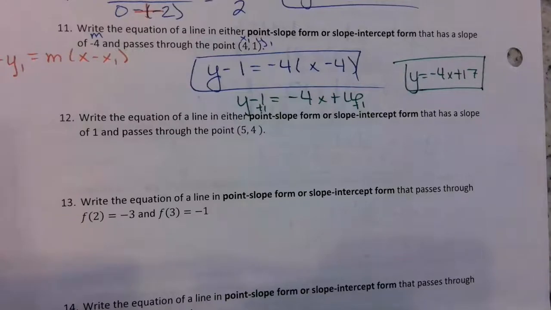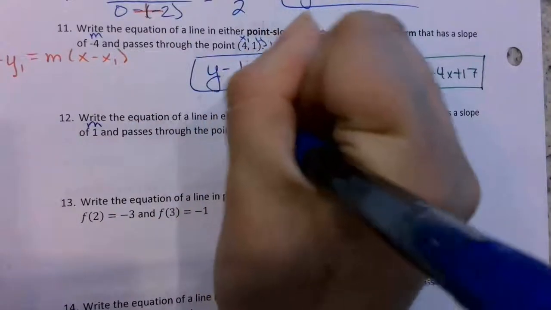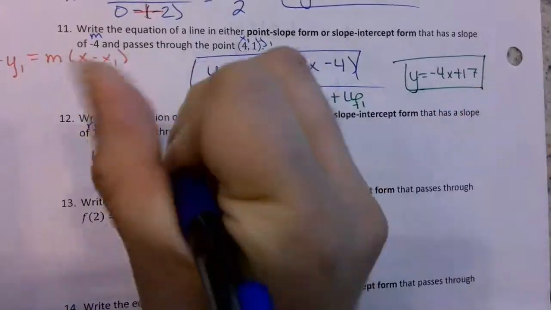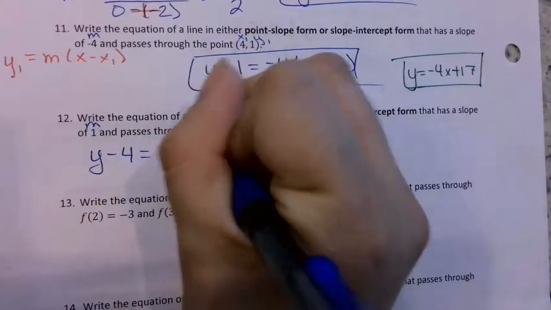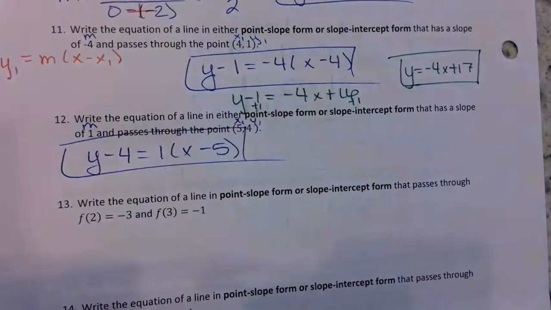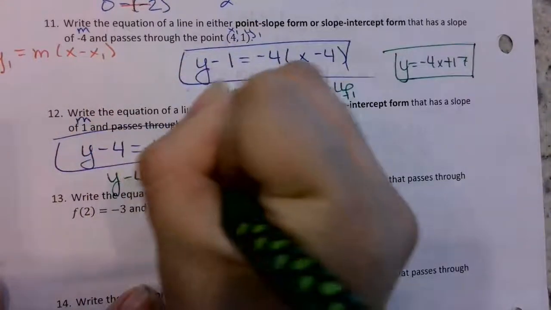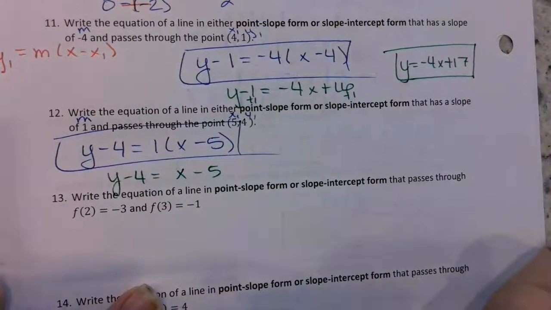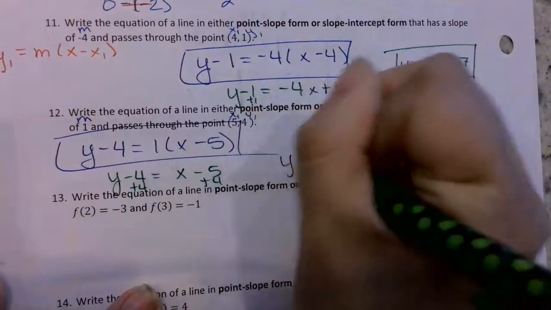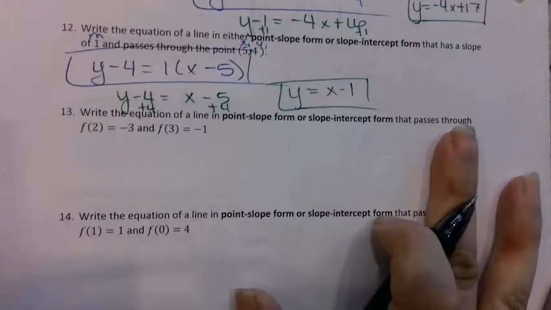Same thing for number 12. My slope is 1, and my point is 5, 4. So I'm going to go ahead and plug that in. I have y minus 4 equals 1 times x minus 5. I can leave it like that, or I can go ahead and distribute and simplify. So I'm going to have y minus 4 equals x minus 5, because multiplying 1 by both of those doesn't change a thing. I add 4 to both sides, and then I get y equals x minus 1. Remember, both answers are correct.